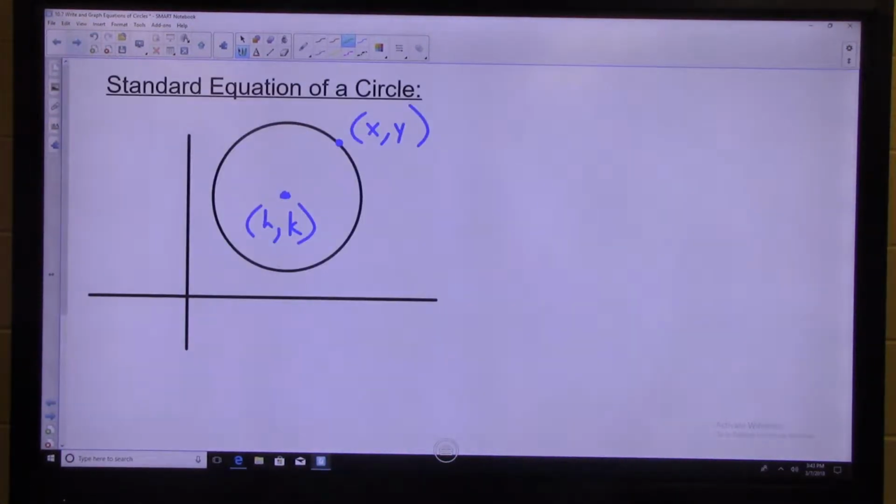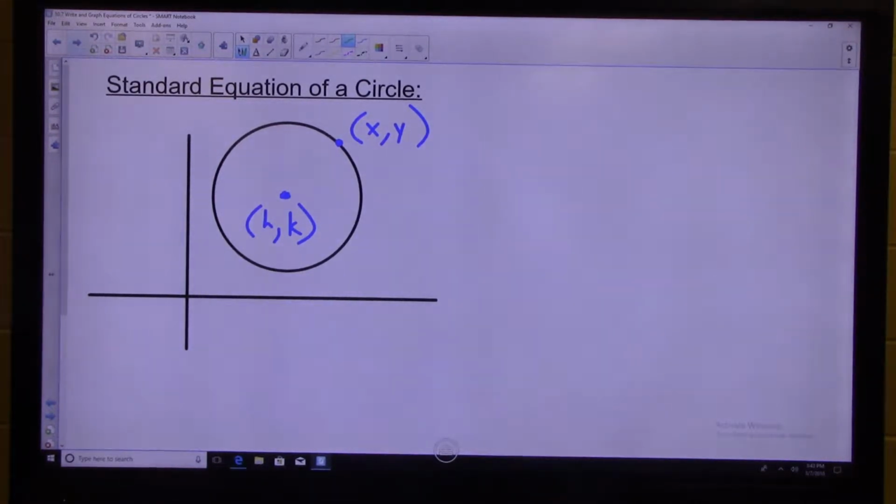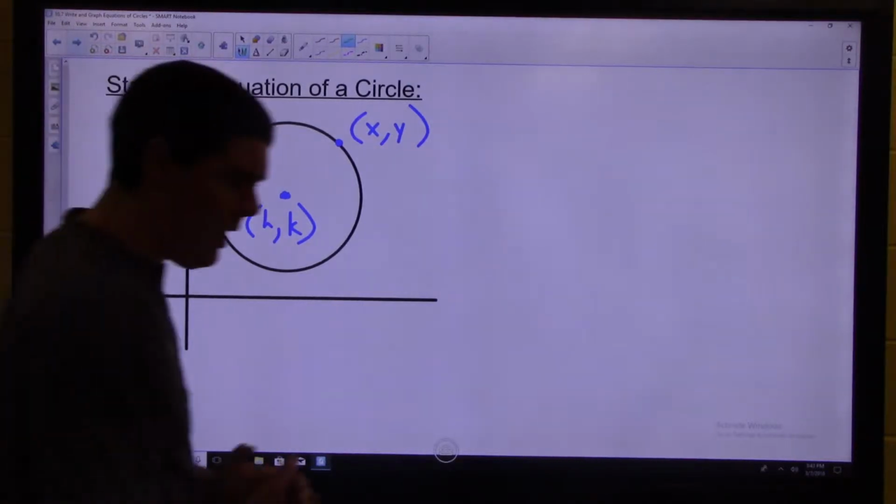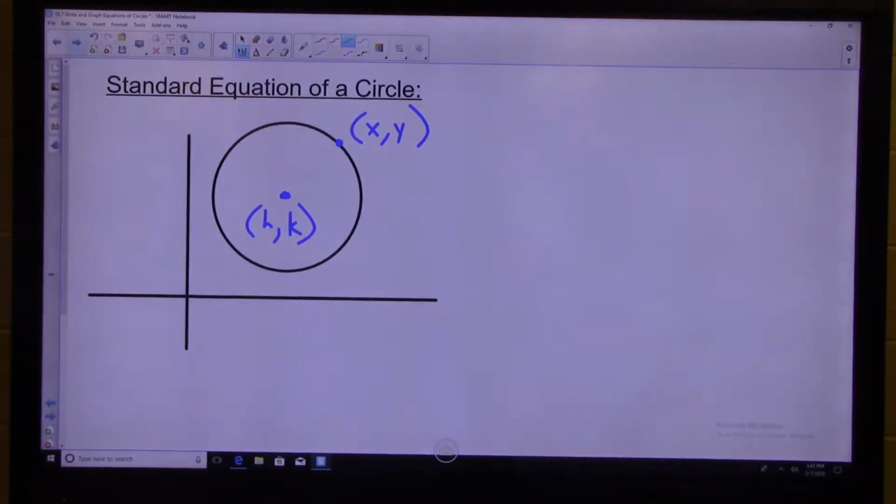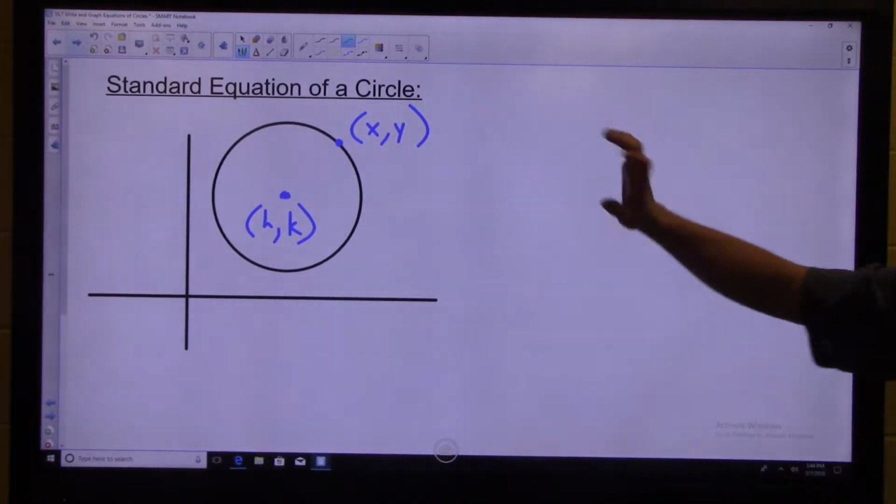Now, something I could do is just give you the standard equation of the circle and have you accept it and move on. You guys know me, that ain't me. I'm going to show you where it comes from. So draw this on your guided notes. We're going to figure out the standard equation of a circle. So we don't have it yet, so go ahead and draw this circle.